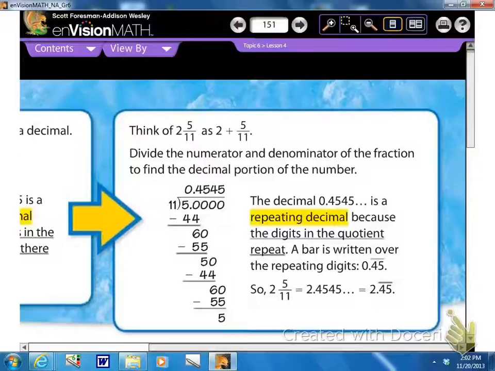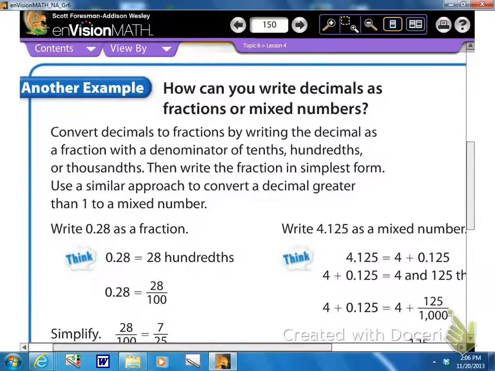All right, let's look back at page 150. On another example on 150, it says, how can you write decimals as fractions or mixed numbers? And it might be a little easier for you to move from a decimal to a fraction. So it says here, convert decimals to fractions by writing the decimal as a fraction with a denominator of tenths, hundredths, or thousandths, and then write the fraction in simplest form. Use a similar approach to convert a decimal greater than 1 to a mixed number.